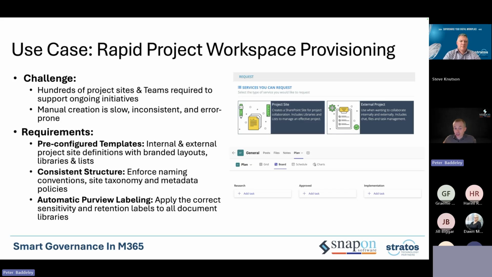We want consistent structure with naming, taxonomy, metadata categorization. And we also want to leverage some of that labeling capability from Purview. I showed how you could tag the sensitivity of a site or team, but what about the sensitivity or retention of our documents? A lot of organizations, as I mentioned, in the government or compliance sector space need to ensure that documents are retained for a certain period of time. So how can ProvisionPoint help with all of that?